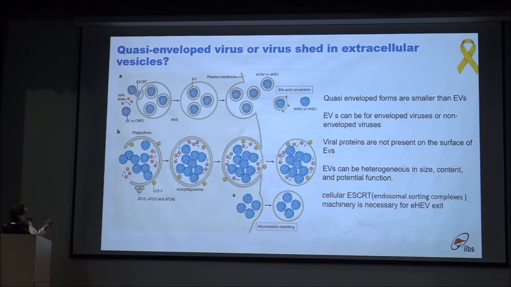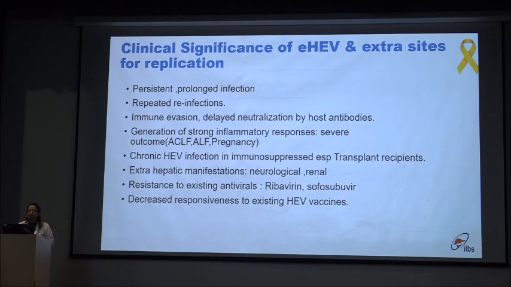In EVs, there can be multiple viral structures, and there is no expression of any viral protein, while the quasi-enveloped virus is always associated with a viral protein, and it is formed from the non-enveloped virus. So it is clear that the quasi-enveloped virus is not an extracellular vesicle. The extracellular vesicle release is separate, and this quasi-enveloped release is separate. I told you that there are extrahepatic sites for replication, and the release of the virus is not cytopathic, but quasi-enveloped.